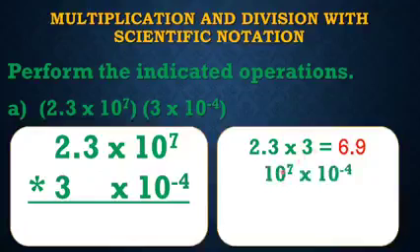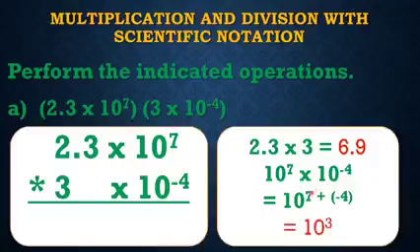Okay, so we have 10 raised to 7 times 10 raised to negative 4. So copy the common base and add the exponent, when multiplying two exponents. So we have 10 raised to 7 plus negative 4. 7 plus negative 4 is equal to positive 3.